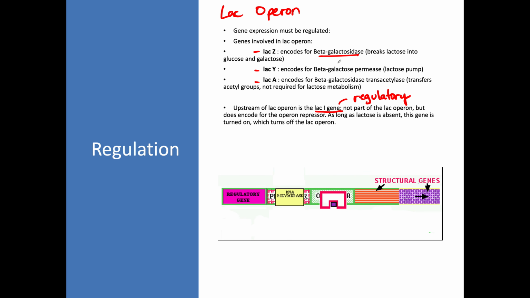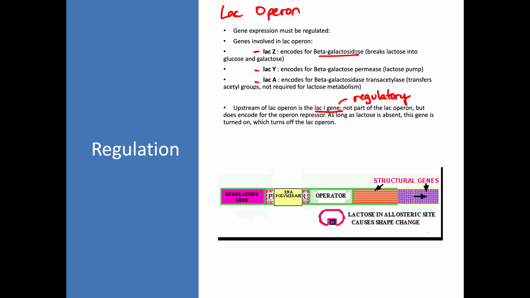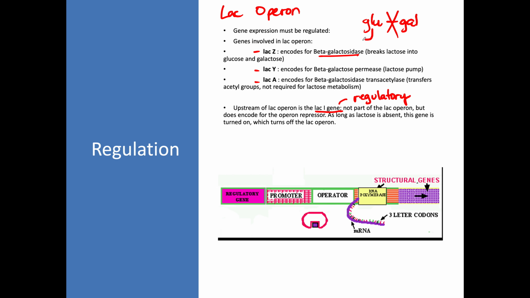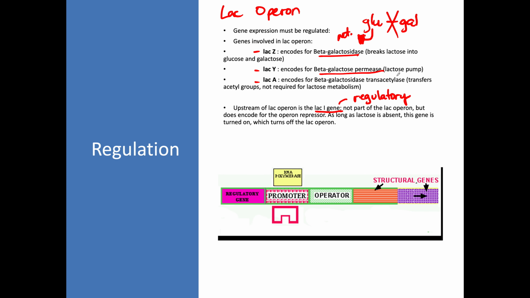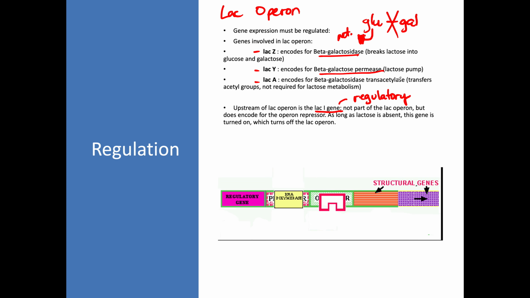Beta-galactosidase is going to break lactose into both glucose and galactose. Those are the 2 sugars that make up lactose. So we have glucose bound to galactose, and it will break this bond, thereby releasing the glucose into the environment for metabolism. The second gene is LacY. LacY encodes for beta-galactoside permease. This is the pump found in the cytoplasmic membrane that allows lactose to get pumped into the cell so that lactose will be available for metabolism.